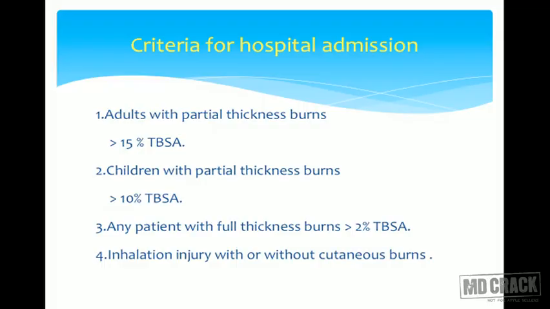So adults with partial thickness burns of more than 15% of total body surface area. So this is the indication for hospital admission. Children with partial thickness burns of more than 10% of total body surface area. Next we have any patient with full thickness burns of more than 2%. So you should not mix up the difference: partial thickness burns of more than 15%, full thickness burns of more than 2%. Then inhalation injury with or without cutaneous burns.